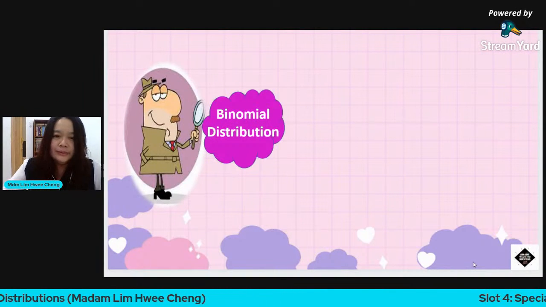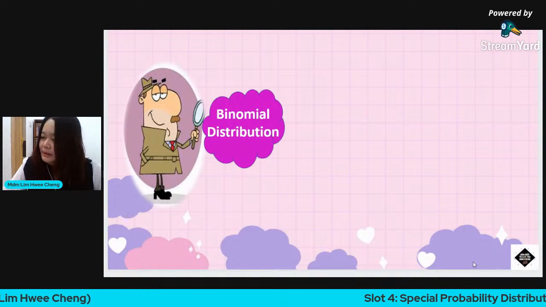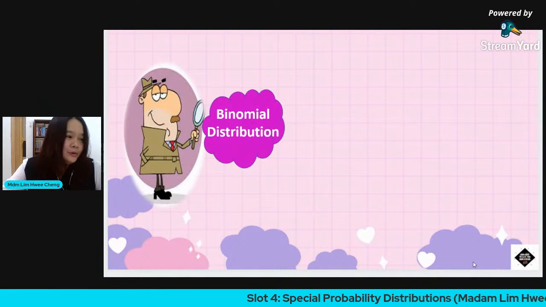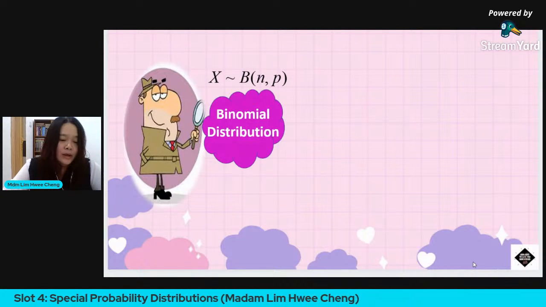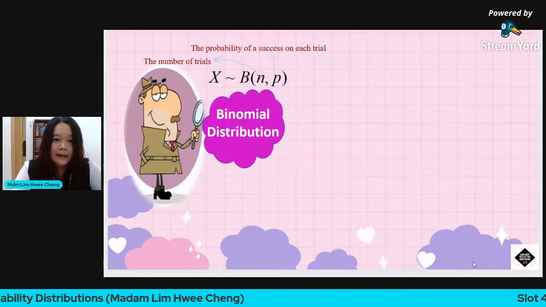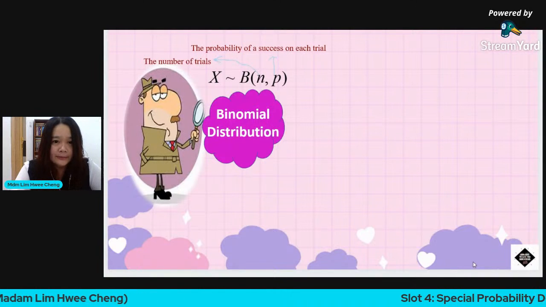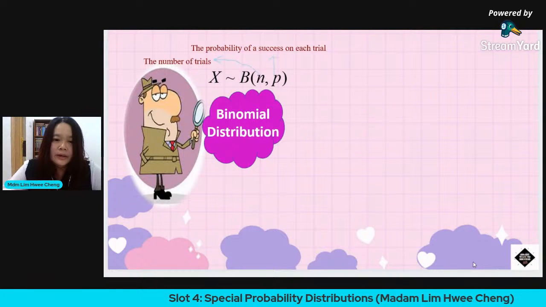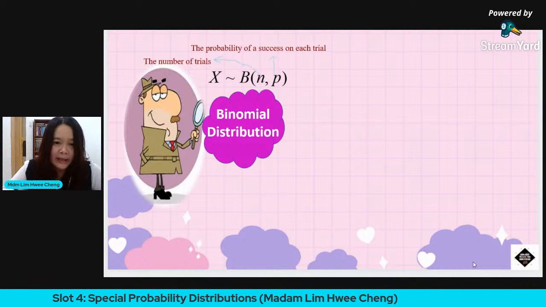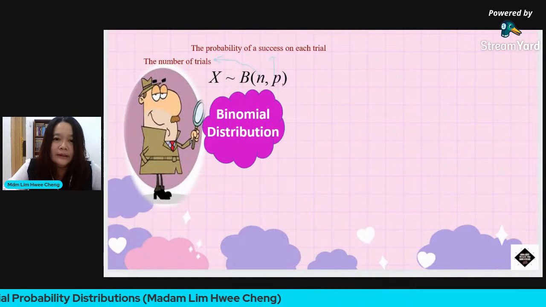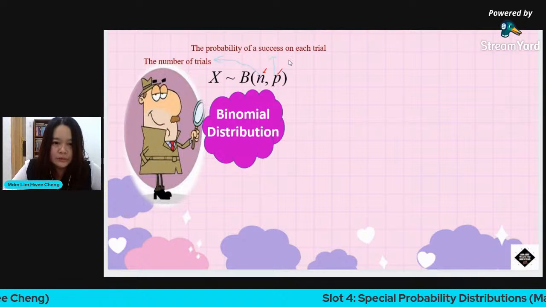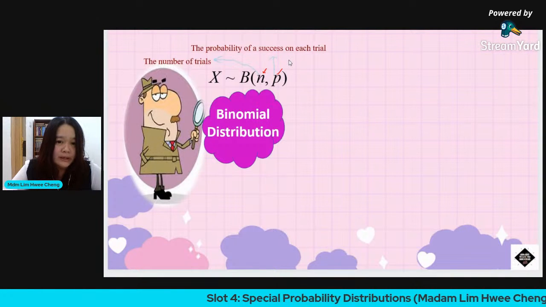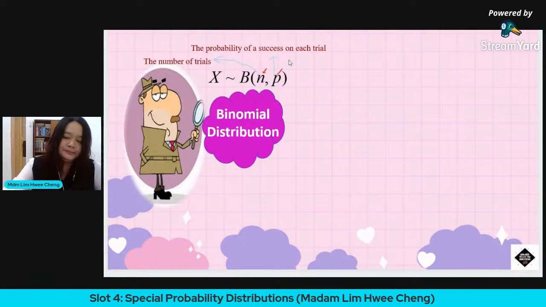For the binomial distributions, we have two important parameters. One is n, the number of independent trials, and p is the probability of a success on each trial. This is why during the examination, when you look at the question, you have to try to find whether we have these two parameters or not. If we have, then this distribution is suitable for us to solve by using the binomial distribution.